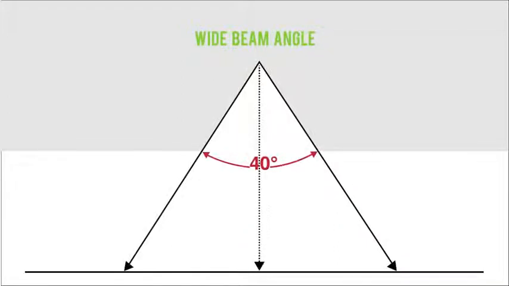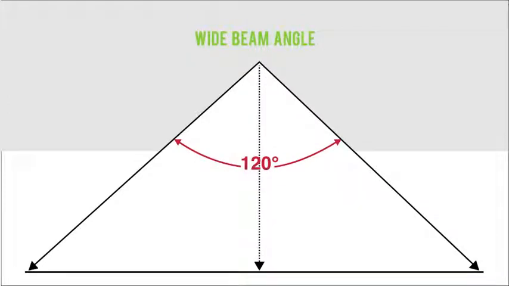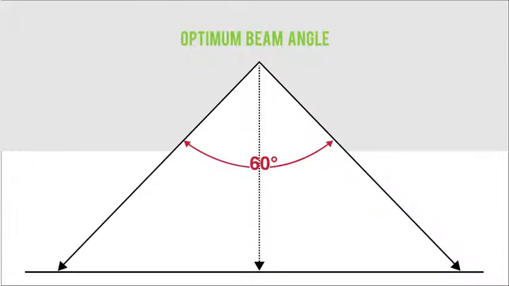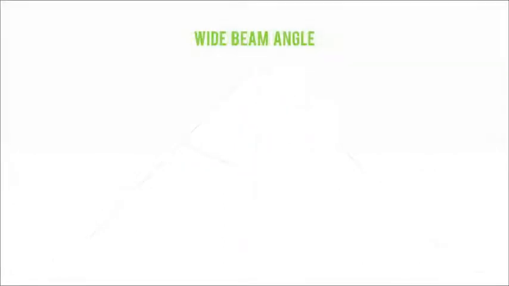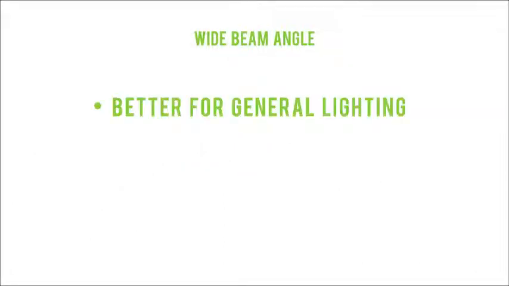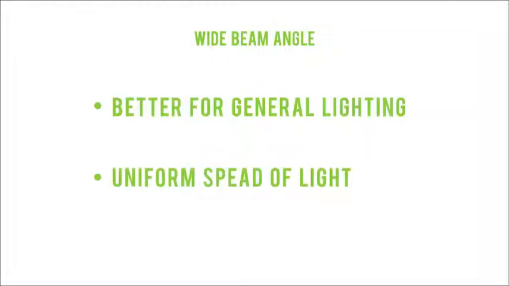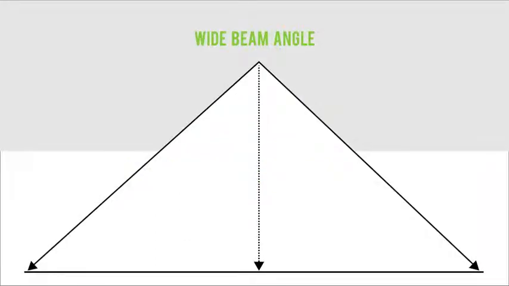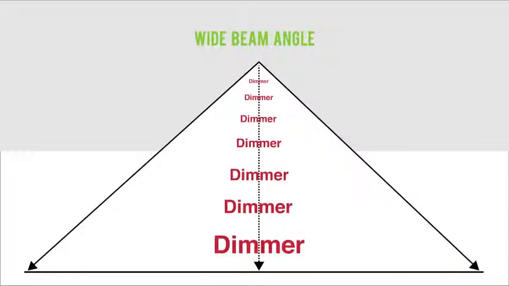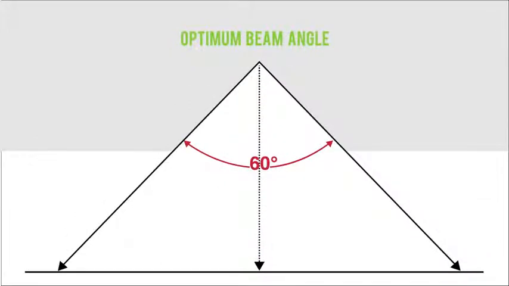A wide beam of light is considered to be anything from 40 degrees to 120 degrees, with the optimum being 60 degrees. A wider beam angle is better for general lighting, as the light will be spread in a more uniform way throughout the room. A wider beam angle will mean the light is more concentrated near the source of the light and will grow dimmer the lower or further away you get from the source. A 60-degree beam angle will therefore give a nice wide spread of light without losing too much brightness.